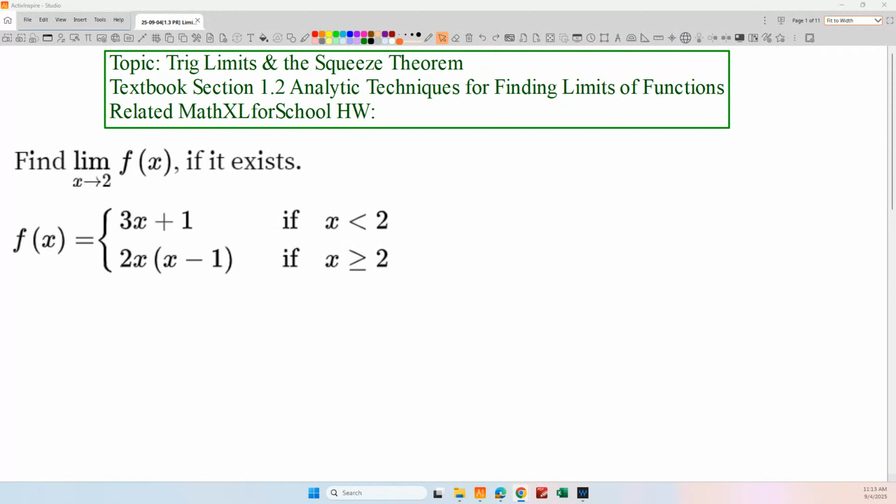Good stuff. What about this one here? So find the limit of f of x as x approaches 2 if it exists. So what would we do? Talk to me about this.